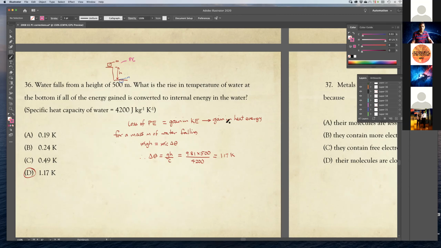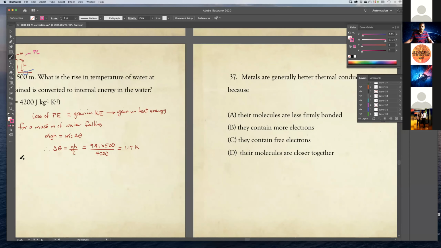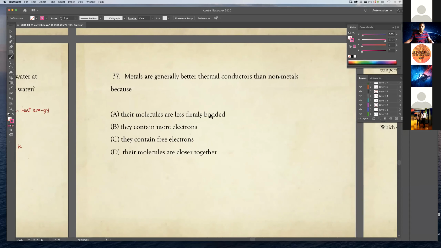So we can write this in the form of an expression. Loss in potential energy is mgh. Gain in heat energy is mc delta theta. And therefore, we can solve and we're good to go. Questions? None. 37.